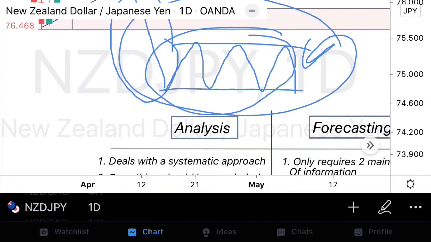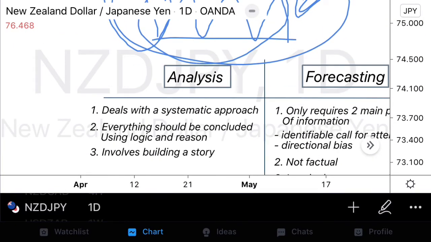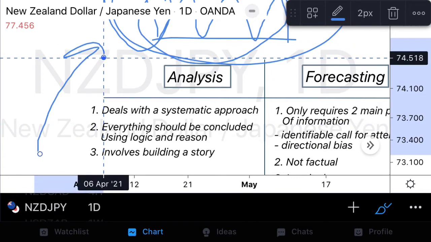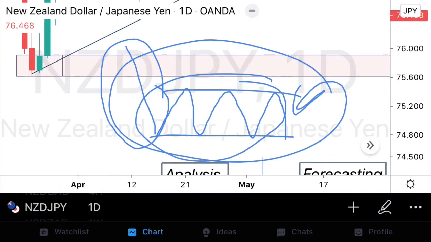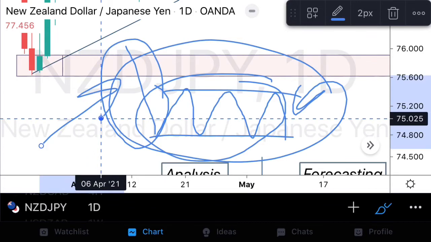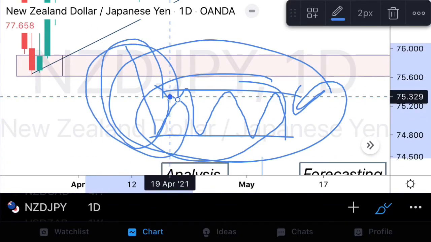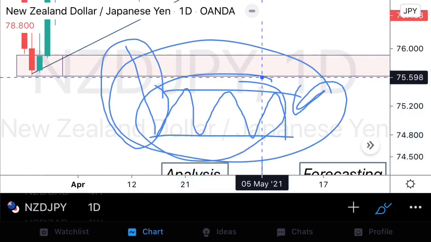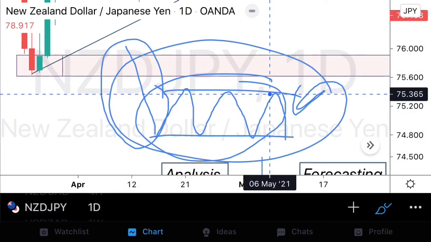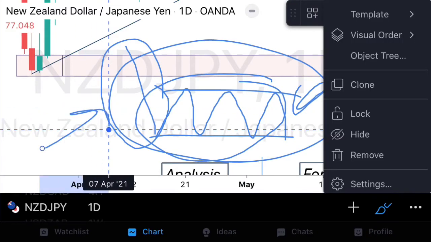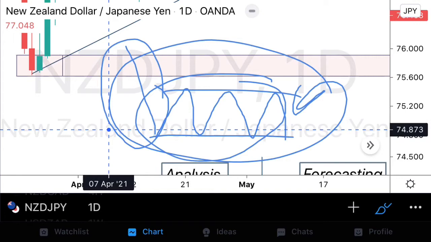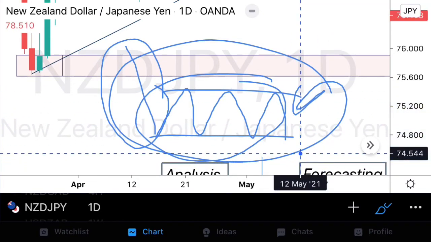Now, once we have that logic and reason aligned, number 3, guys, analysis involves building a story. Now that we have all of these pieces of information that we've been looking for, we have our momentum, we have our horizontal support and resistance, we have our structures isolated, we need to build a story. A story would go as such. We have momentum coming in from the upside, obviously showing us our impulsive structure. We have a corrective structure, showing us the impulsive-corrective normal nature of the market. After an impulsive-corrective nature of the market, what do we normally expect? We normally expect a continuation of price in the direction of the initial impulse.